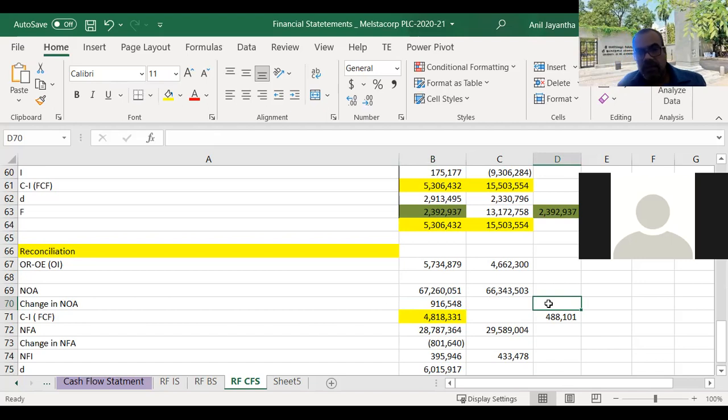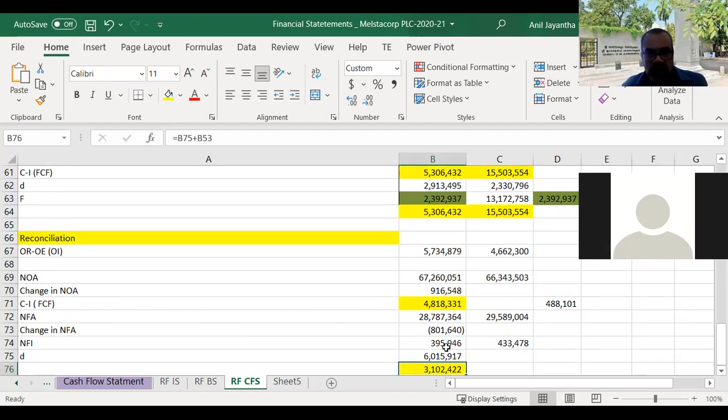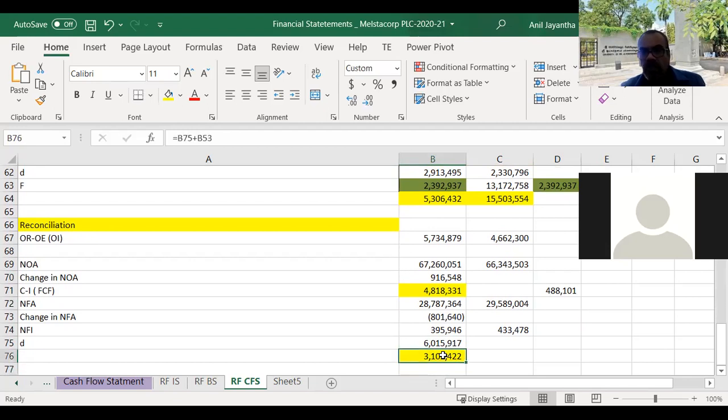Take a few minutes and do all the calculations. Then do this calculation as well: change in net financial assets, then net finance expense, distribution. Of course, here I notice a big difference. I just wanted you to check whether you are also coming up with that difference or another one, because this has to be further reconciled.